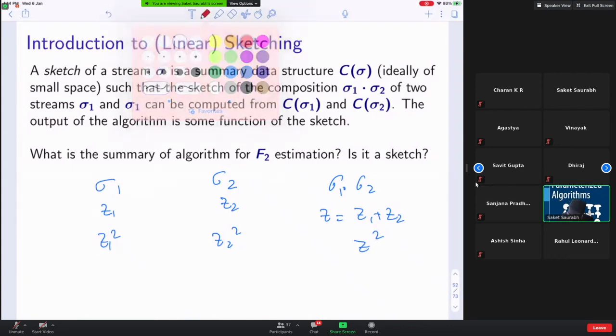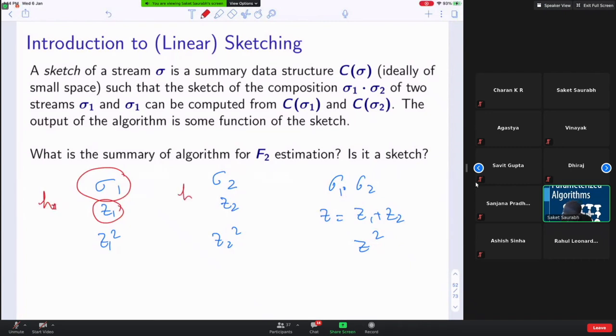But suppose you compute the sketch for sigma 1 with some hash function h, and you compute sigma 2 with respect to the same hash function h. Then this is great, because h is fixed. Whenever an item came, you knew what to multiply it with, that is, add plus or minus 1. So if I use the same hash function to compute Z1 for sigma 1 and Z2 for sigma 2, then I can definitely compose. There is absolutely no issue. You get my point.